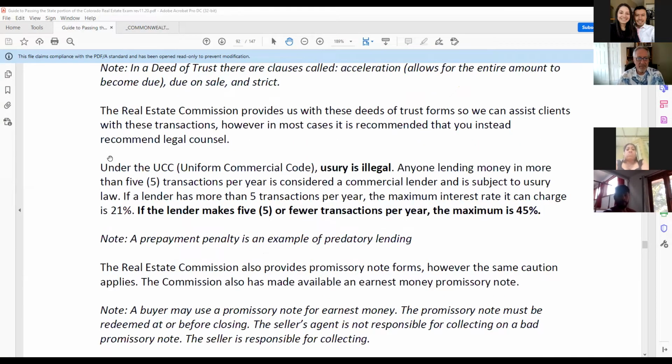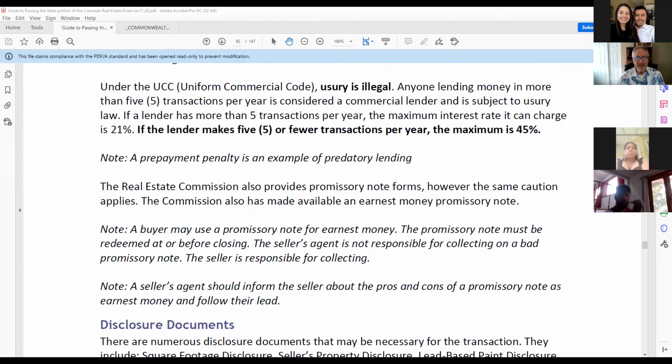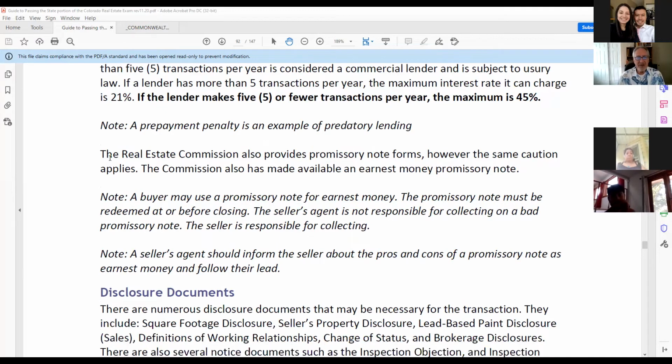A little more detail. Prepayment penalty is an example of predatory lending. Prepayment penalties went away for mortgage loans. So any kind of mortgage loan, such as a purchase money mortgage loan, that would have a prepayment penalty would be an example of predatory lending.